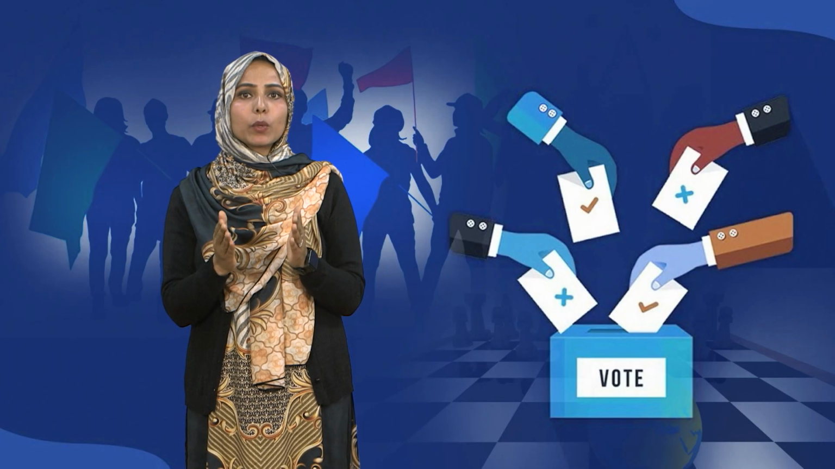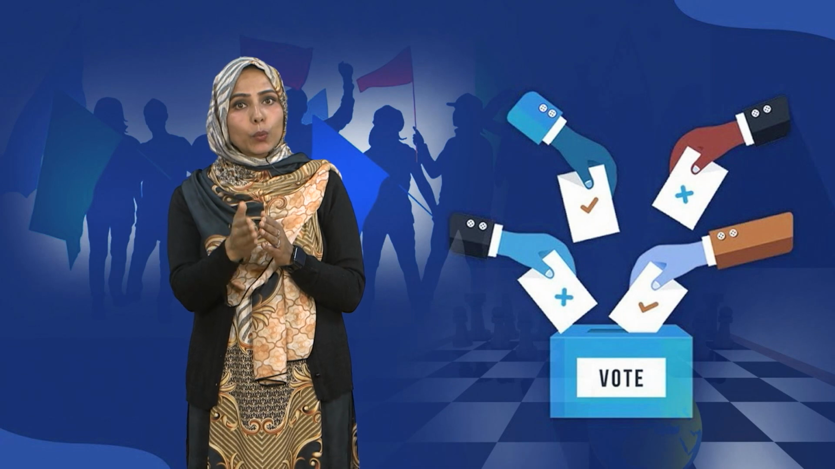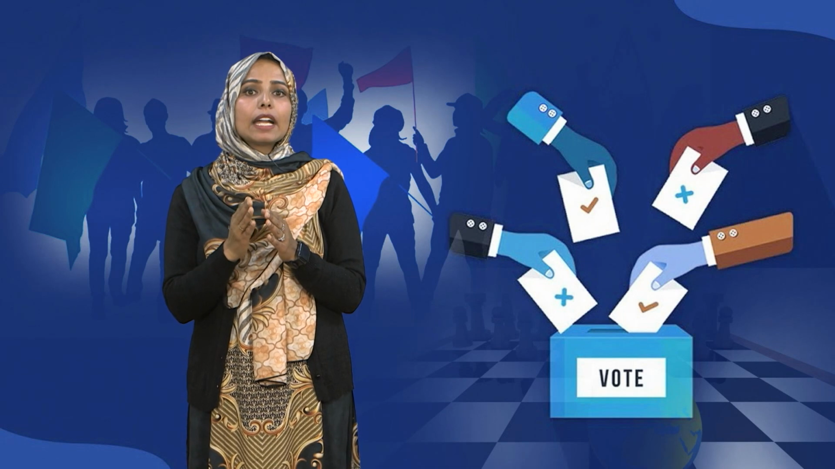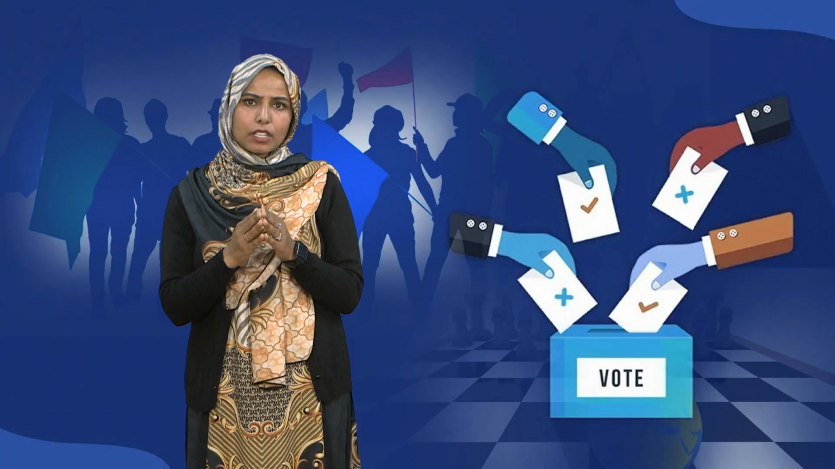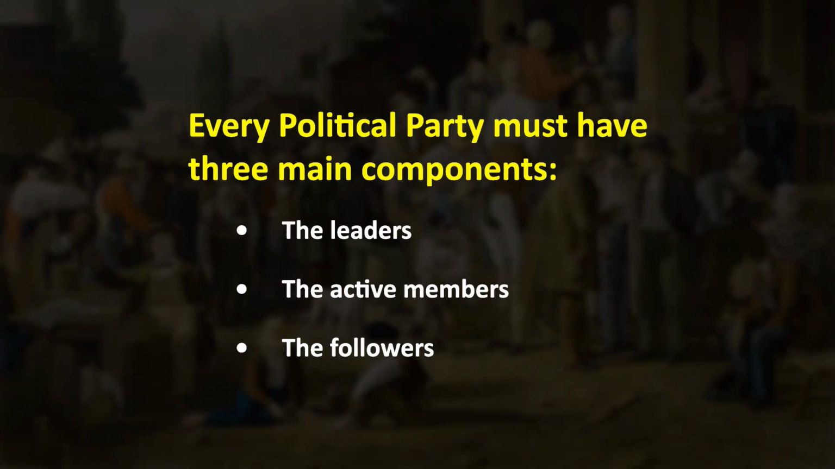In a broader perspective, a political party is a means through which the people can speak to the government and have a say in the governance of the country. So every political party must have three main components: the leaders, the active members, and the followers.